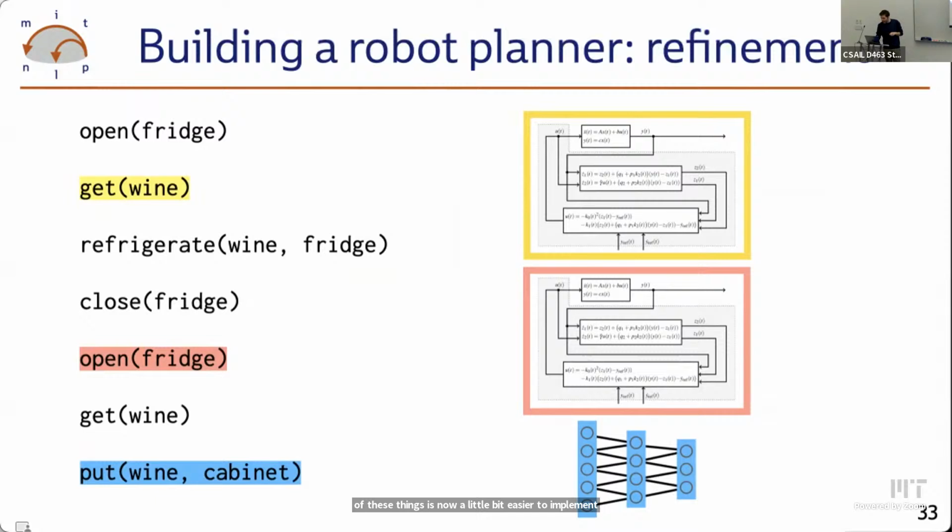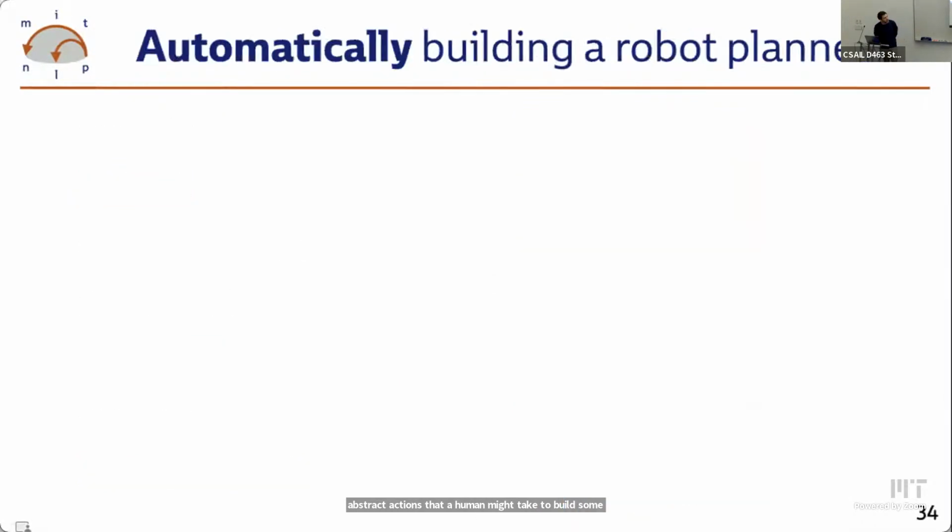And maybe some of these things we don't even want to try to define by hand, but we're going to come up with now very simple, isolated learning problems that we can collect a little bit of supervision for on its own. So what I've described so far is the sequence of abstract actions that a human might take to build some sort of symbolic controller. So what would it look like now to automate this process?